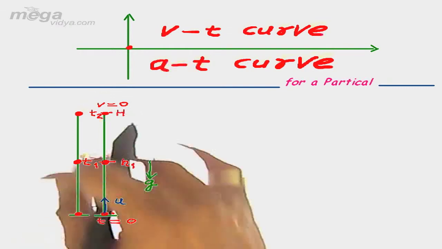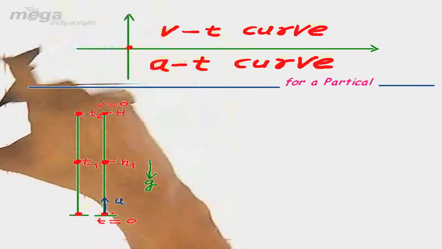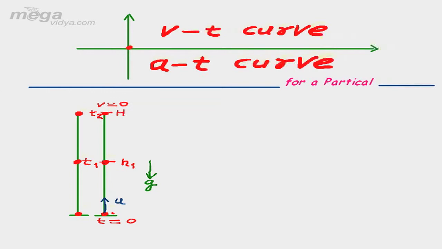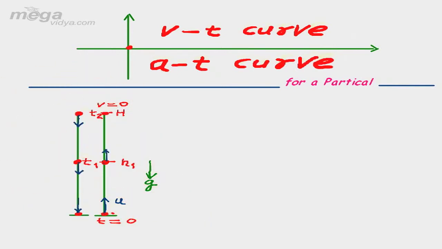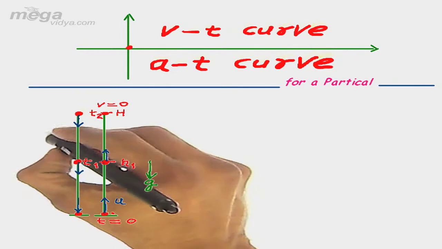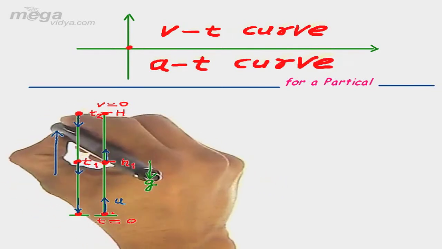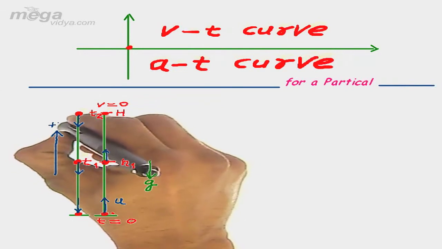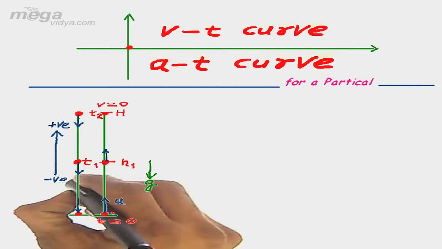Now for this motion, if we talk about the velocity time curve, then what we can say just by seeing this motion, look here, I am taking upward direction to be positive. It is necessary to take some reference about the motion. Here I am taking the reference that upward motion is positive and downward motion is negative.